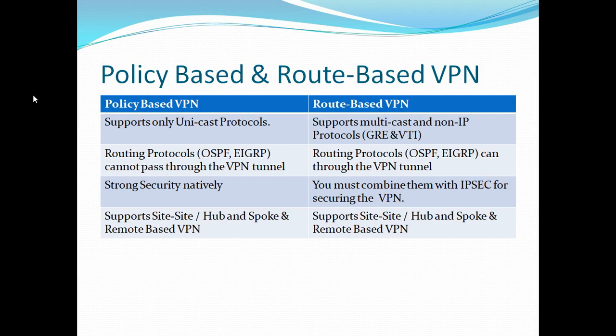Both policy-based and route-based VPN provide site-to-site, that is point-to-point, hub and spoke, which is nothing but point-to-multipoint, and remote-based VPN. Both policy-based and route-based VPN support these configuration types.